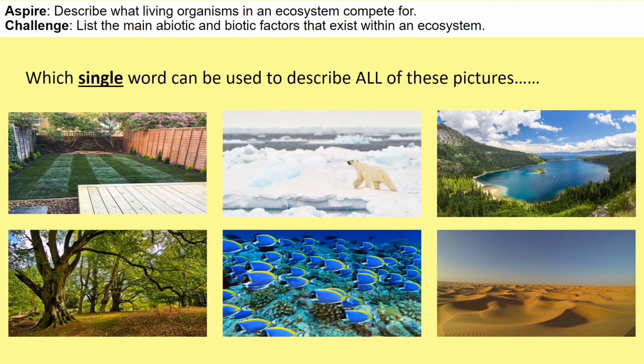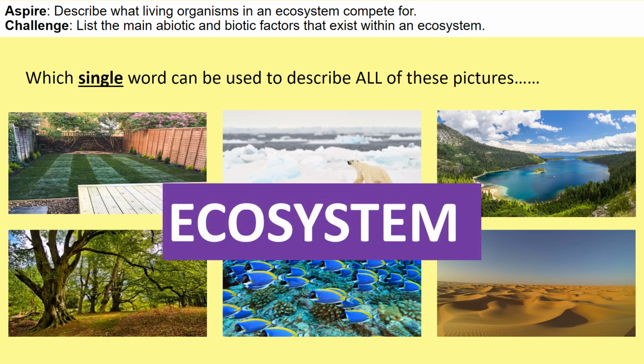The word I was looking for that can be used to describe all of these pictures is ecosystem. All of these pictures represent ecosystems from around the world. The first picture shows somebody's back garden, which is an ecosystem. The second picture shows an area of Iceland and the polar bear, which is also an ecosystem. The third picture shows a lake surrounded by woodland, which is an ecosystem.